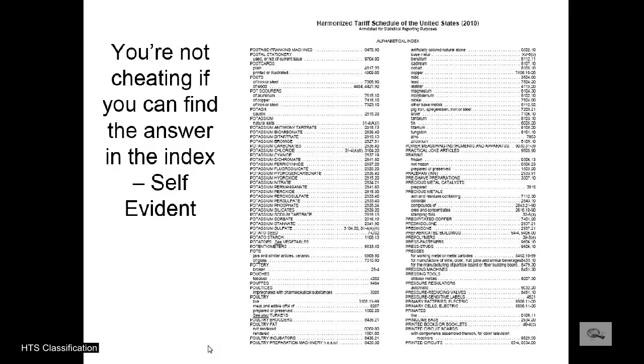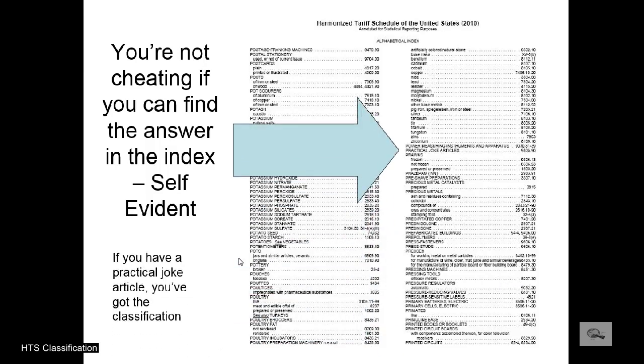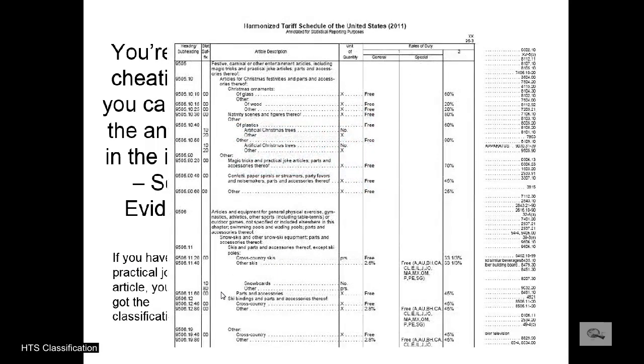Some classifications don't require a whole lot of research or reasoning, which would require using the logic of GRIs 2 through 4, and may be found right in the index. Note the example here of practical joke articles. If you have a practical joke article, you've got the classification. Voila.